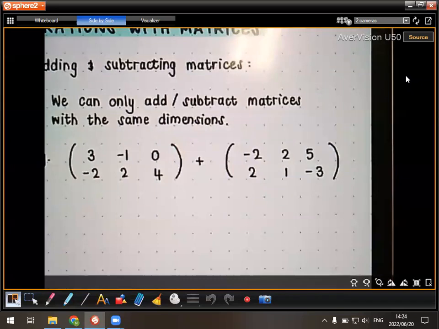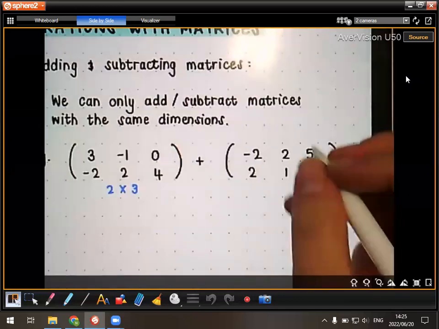The reason why we can only add and subtract them if they have the same dimension is because we're literally going to take this first number plus that first number. And that's going to be the first number in my answer matrix. That makes sense. So 3 plus -2 is what? 1. So that's going to be the first number in my answer. And if you don't have the same dimensions, some of your numbers aren't going to have a number to match up with.